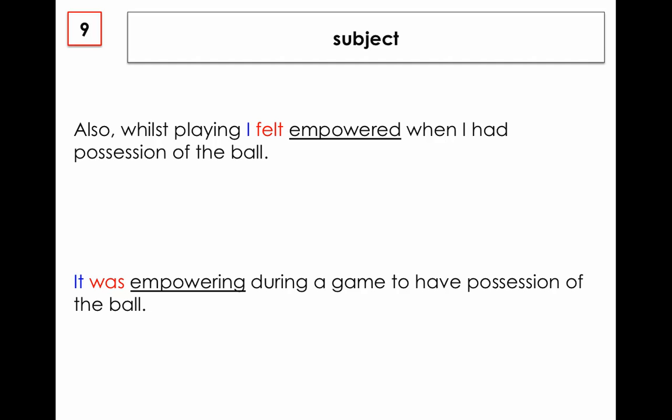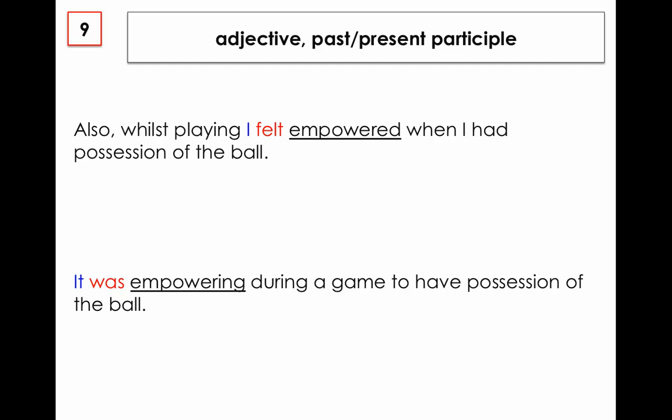Look at how this has been changed. In the first sentence, it says I felt empowered. In the second, it says it was empowering. What was empowering? Well, to have possession of the ball was empowering. The it is looking forward to that information that comes later in the sentence. It's setting it up, it's making you wonder what's coming next. So there's a change there to the subject of that phrase, which is what I've done to help rewrite the second sentence. I'm getting very long-winded, excuse me.